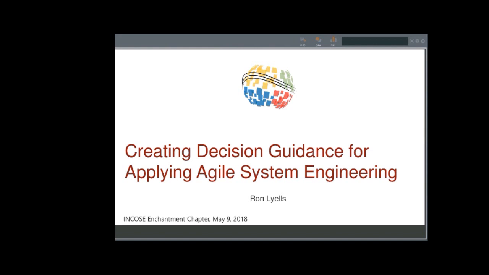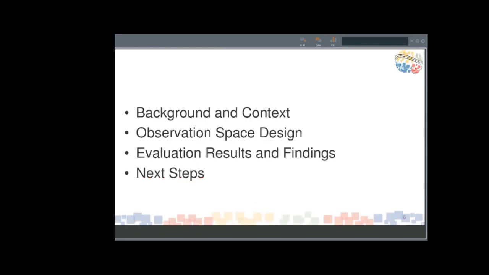It's about the topic that's listed: creating a decision guidance of some form to help with the adoption of Agile System Engineering. Because it's been going on for a while, I'd like to give you some background and some context about what the system of decision guidance in this space looks like.